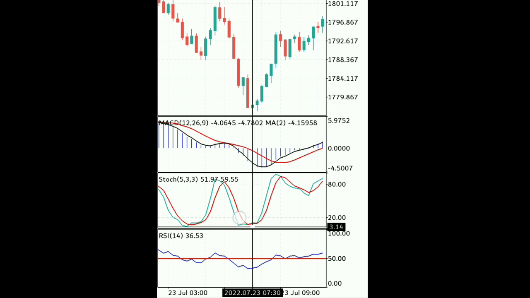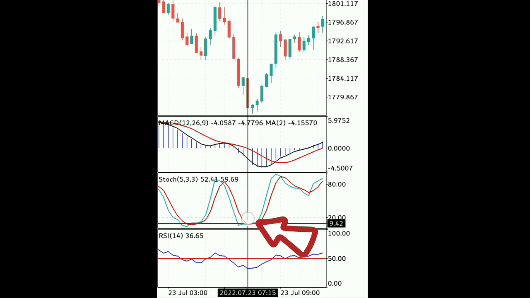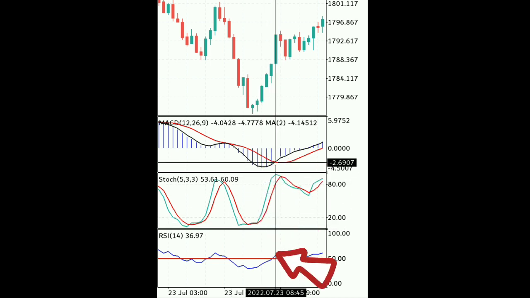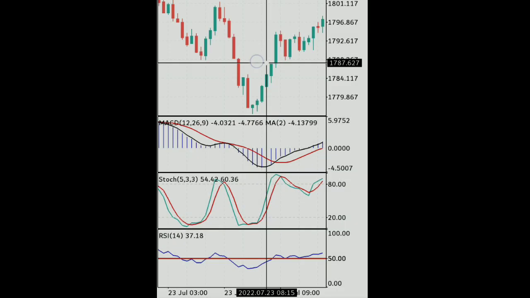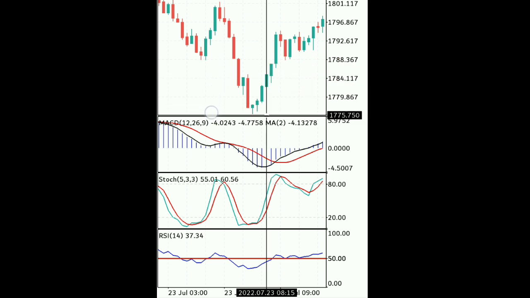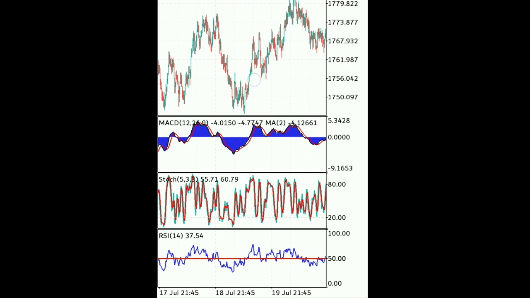When the stochastic is coming from below the 20 level here, which is the oversold, now you see the MACD, and when the MACD crosses, you can see that the RSI was already above the 50 level. So you were supposed to buy at this point right here, and then you put your stop loss below this level, and then you expect the market to go upwards, right? So there are a lot of examples that I can show you here.